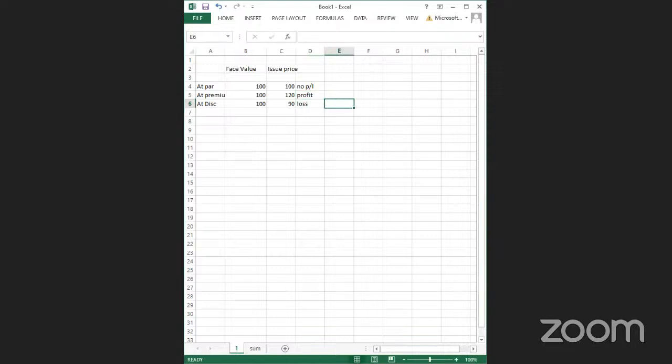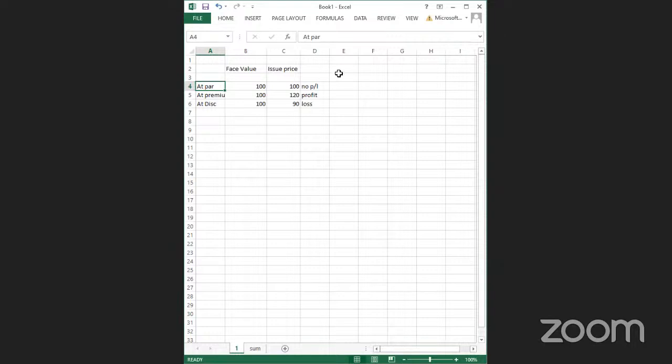Clear? Now, one peculiar feature is there in case of debentures. While issuing debentures only, we have to specify the terms of redemption. What is redemption? Repayment. So while issuing a debenture, I have to tell whether I'll be redeeming these debentures at par or at premium. Discount is not possible.